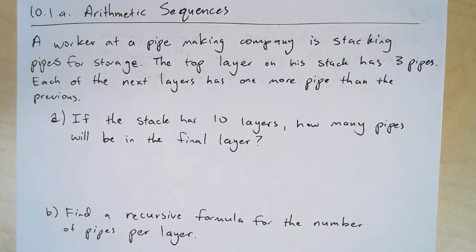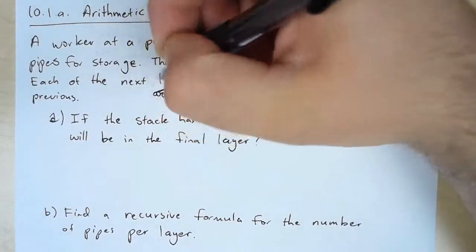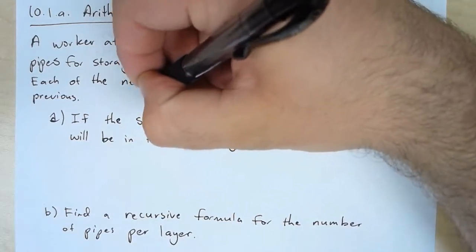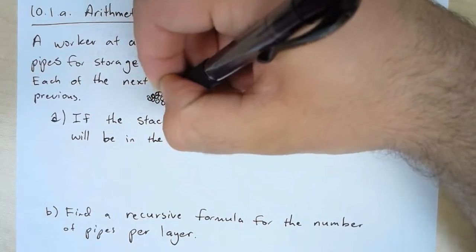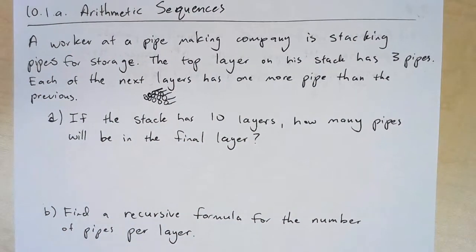So a worker at a pipe making company is stacking pipes for storage. The top layer on his stack has 3 pipes. Each of the next layers has one more pipe than the previous. So we're stacking them, right? So we've got like 3 pipes on the top. And then the next one down has more of them, so they nest inside each other. And the next one down has more of them, right? So you can kind of get a picture of what this thing is looking like. So if the stack has 10 layers, how many pipes will be in the final layer?